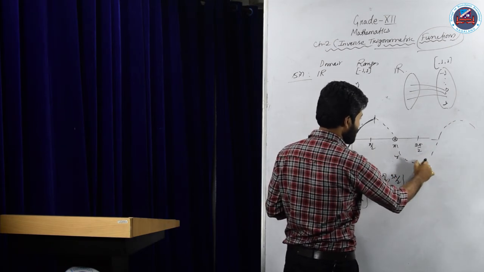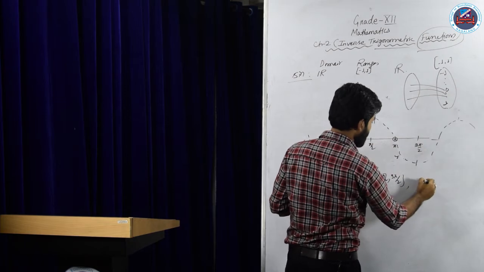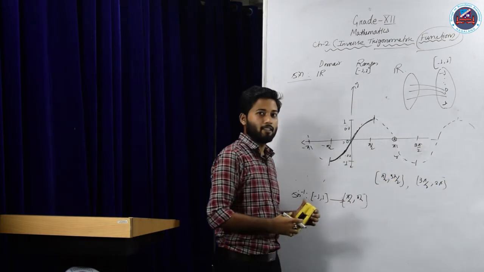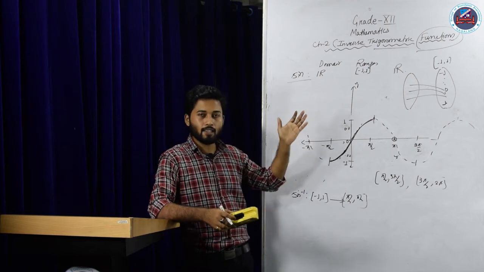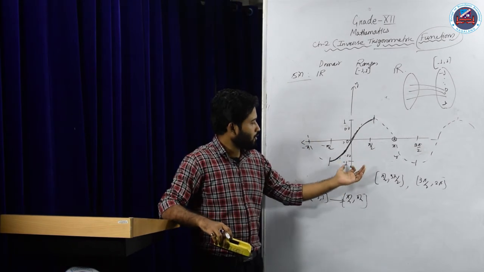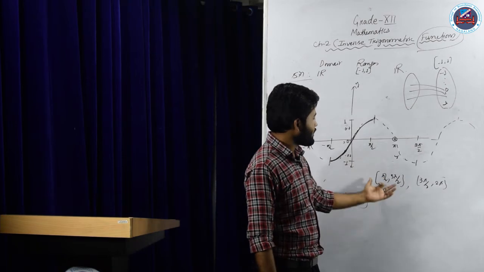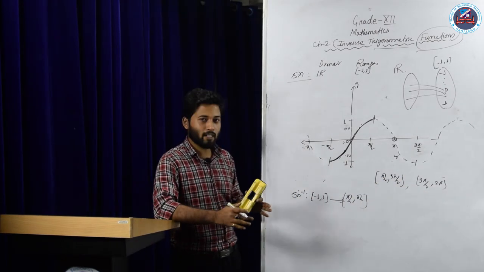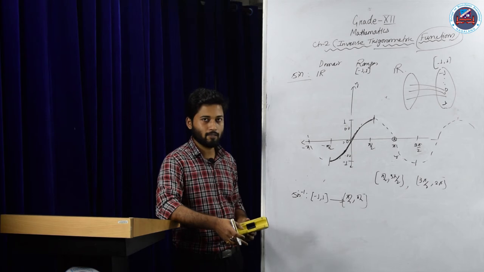Also you can take the restriction from 3 pi by 2 to twice pi. In all these cases, you will see that the sine function is 1-1 as well as onto, and hence invertible. So corresponding to every interval that we have taken, we get different branches of the sine inverse function.